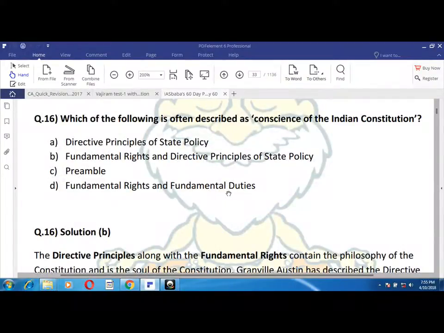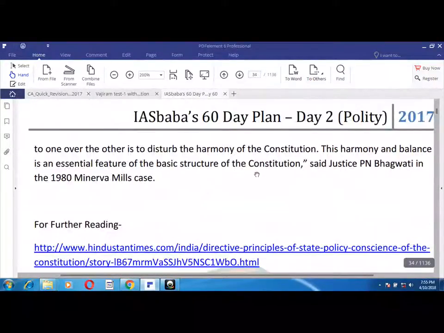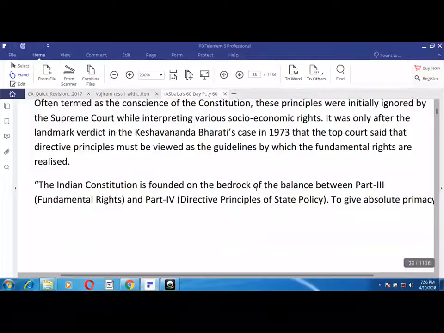Which of the following describes the conscience of the Indian Constitution? B. Fundamental rights and directive principles of state policy are the conscience of the Indian Constitution. Because they contain the philosophy of the Constitution and are the soul of the Constitution. Directive principles and fundamental rights together are the conscience of the Constitution. Socio-economic rights were earlier ignored by the Supreme Court. It was only after the landmark verdict of the Kesavananda Bharati case, 1973.